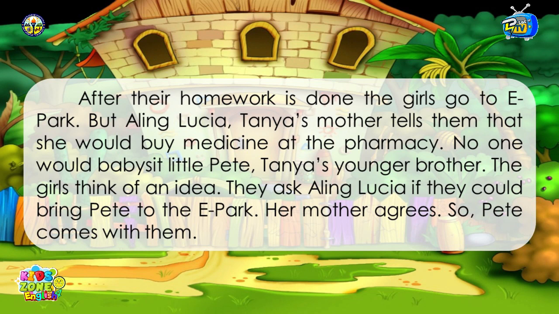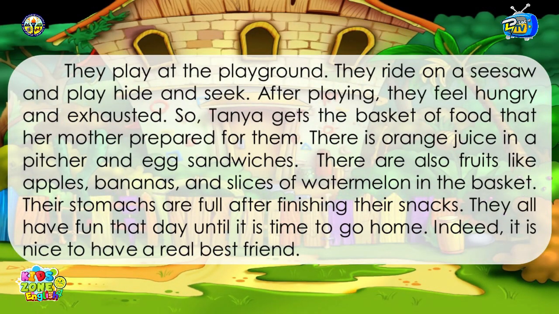After their homework is done, the girls go to E-Park, but Aling Lucia, Tanya's mother, tells them that she would buy medicine at the pharmacy. No one would babysit little Pete, Tanya's younger brother. The girls think of an idea. They ask Aling Lucia if they could bring Pete to the E-Park. Her mother agrees, so Pete comes with them. They play at the playground. They ride on a seesaw and play hide and seek.